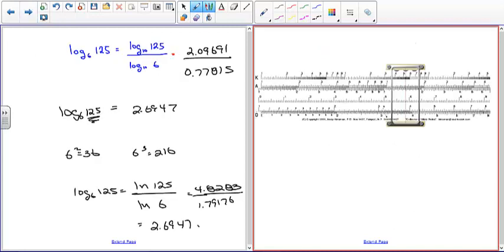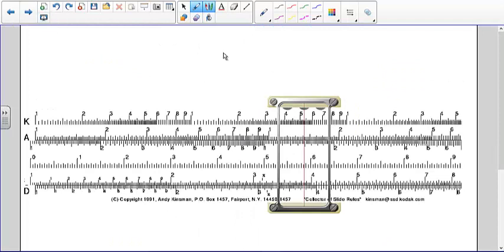Now, so that's the change of base formula. This is a picture of a slide rule, which you may or may not have seen. The slide rule was the way that engineers and scientists used to do approximate calculations before the invention of the calculator. The whole point of a slide rule is to multiply or divide two numbers, and it uses the properties of logarithms to do that.